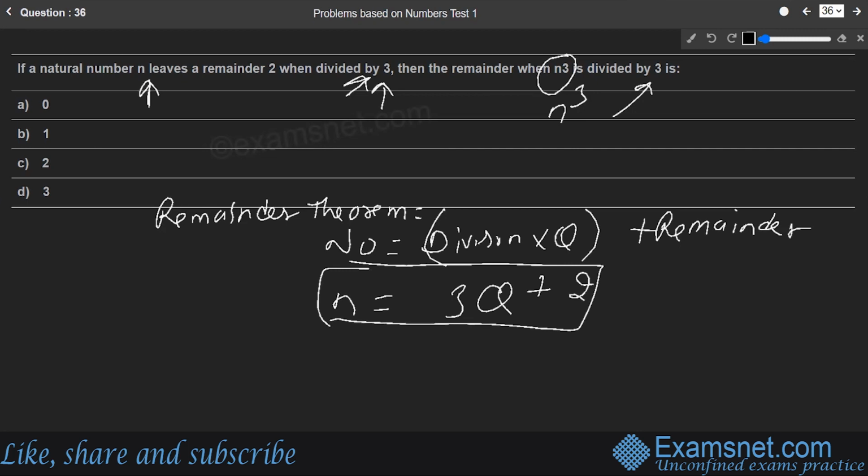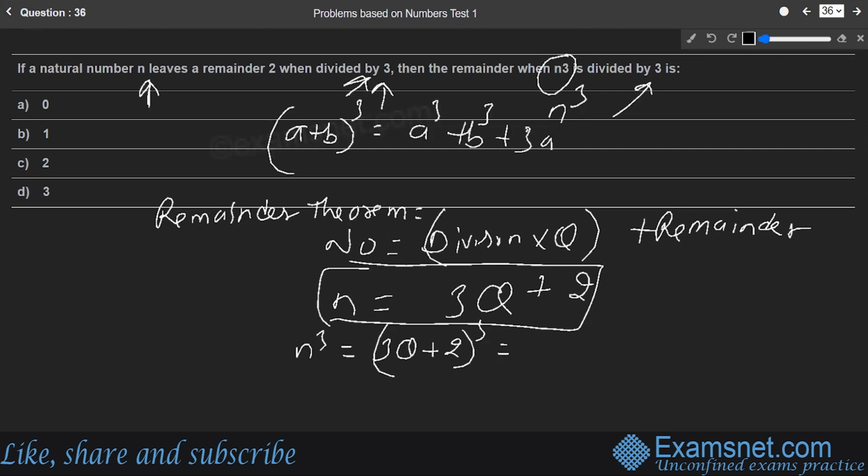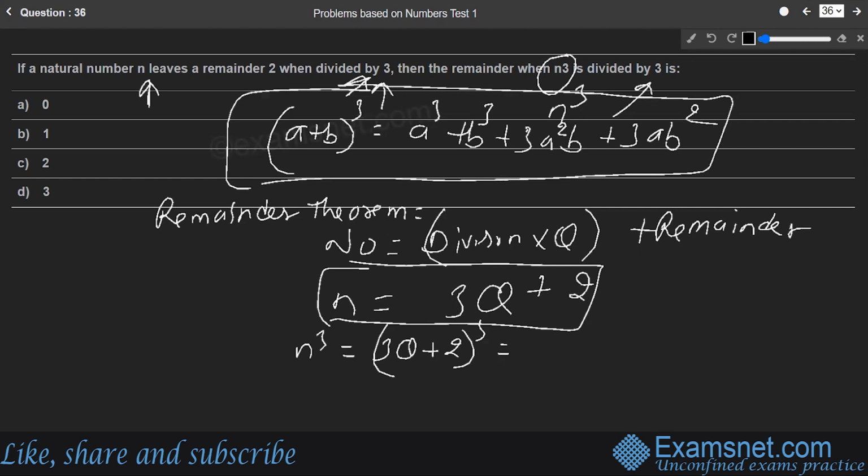Then he says n cube is divided by 3. So we need to find n cube. For n cube, we need to find the perfect cube of 3q plus 2 whole cube. We can use the formula of a plus b whole cube, that is, a cube plus b cube plus 3a square b plus 3ab square. This is the formula that can be used while finding the perfect cube. So let us use this, a being 3q, b being 2.